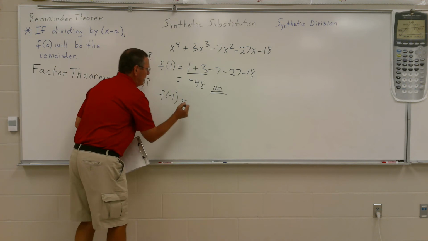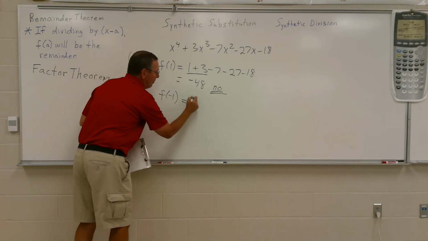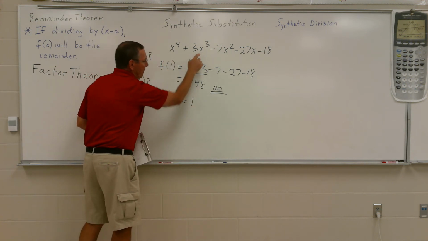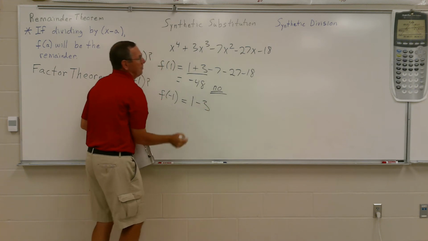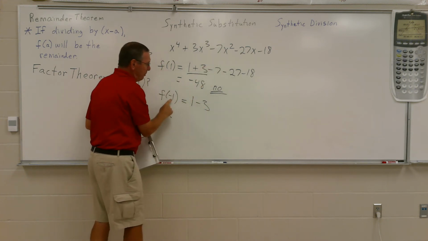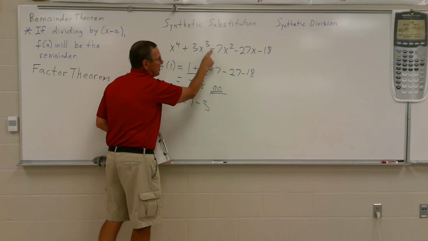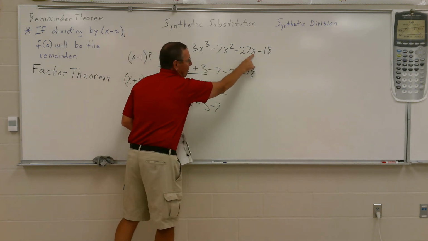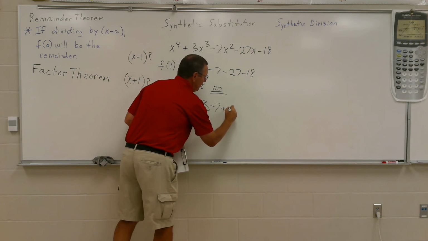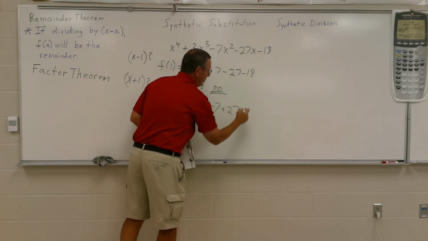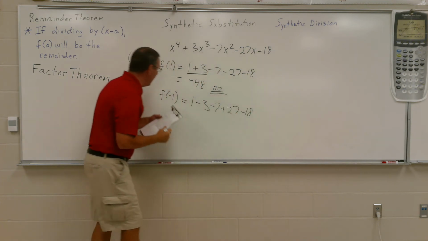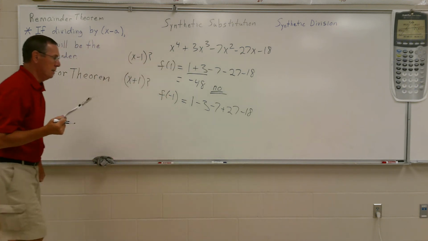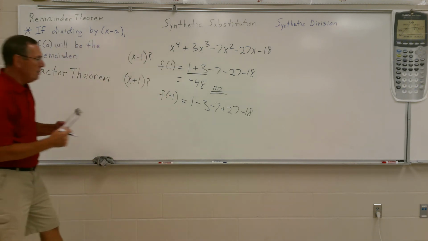Okay, careful with your signs. I'll have 4 negatives, that'll be a positive 1. I'll have 3 negatives, that'll be a minus 3. There would be 2 negatives when I put the negative 1 in. 2 negatives, there's another one. 3 negatives makes that a minus 7. If I put a negative 1 there, that'll be a plus 27. And I'll copy that minus 18 down. I'm just putting a negative 1 in wherever I see an x. Let's see what happens on this one.